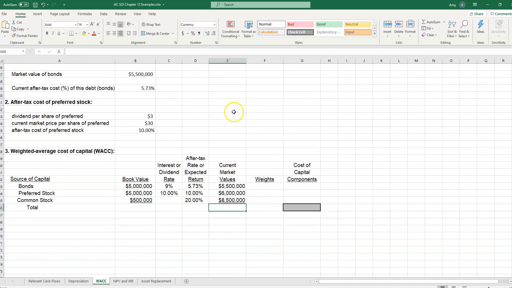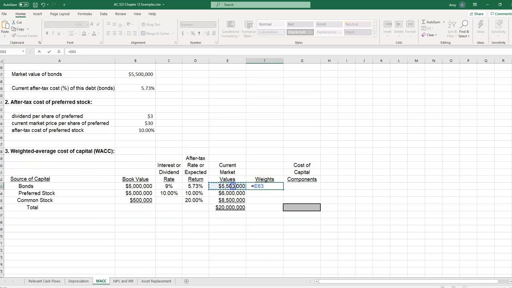And if you didn't have that information for a company, you could look it up on the internet by searching what their current stock price was and looking through their financial statements for the other information. Then we add up the totals of our current market value to determine the weight of each item. So we take our bonds divided by the total amount, and then preferred stock divided by the total, and common stock divided by the total.